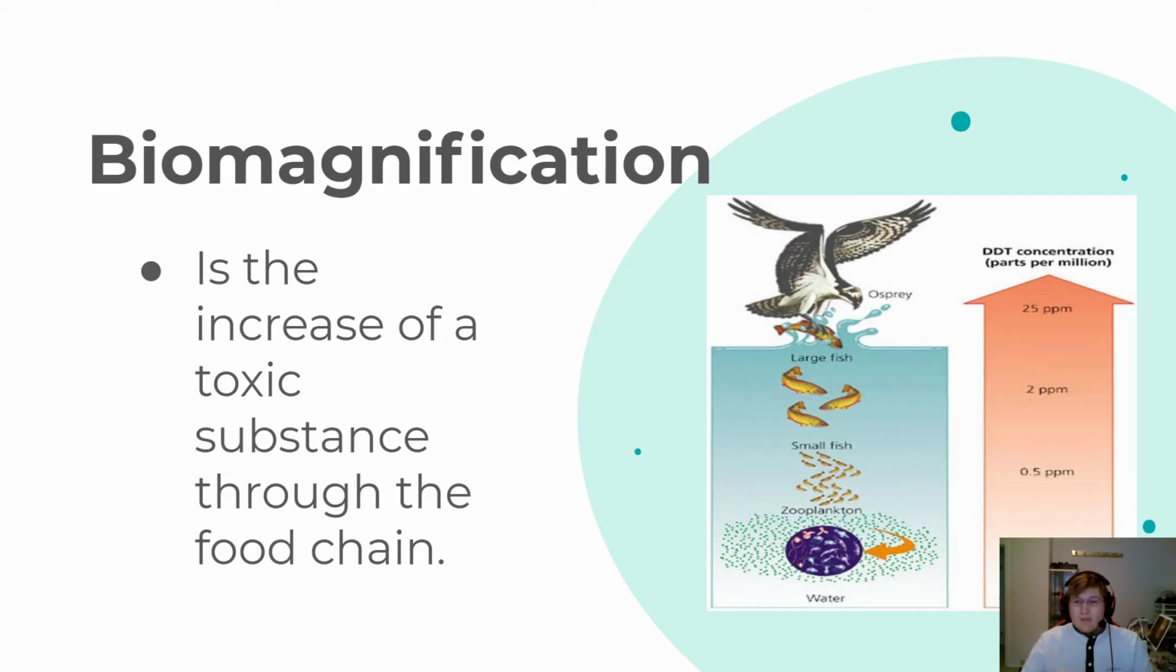And again, it just keeps building up and building up. And then that bird, right, it's going to have to consume a number of big fish to stay alive. So if each one of those big fish has 2 parts per million, and now we're looking at our bird here that has 25 parts per million, that bird's got to be eating about like 12.5 fish to get to 25 parts per million.